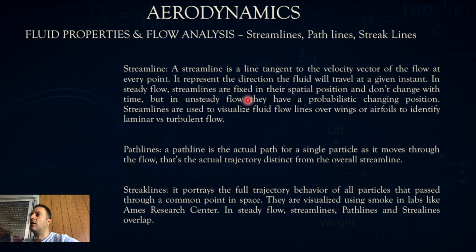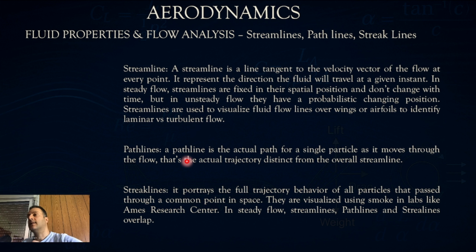In steady flow, streamlines are fixed in their spatial position. They don't move, they don't change with time. But in unsteady flow, like turbulent flow, they have a probabilistic, changing position. Streamlines are used to visualize fluid flow lines over wings or airfoils to identify laminar versus turbulent flow. Laminar flows are identified through constant curvatures, like perfect curves around an airfoil. Meanwhile, a turbulent flow you would see through vortices within the flow and irregular movement of the air particles. This is what designates a turbulent flow.